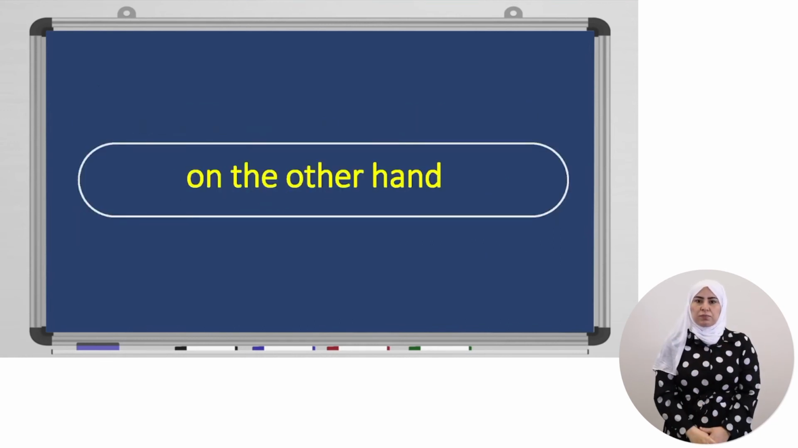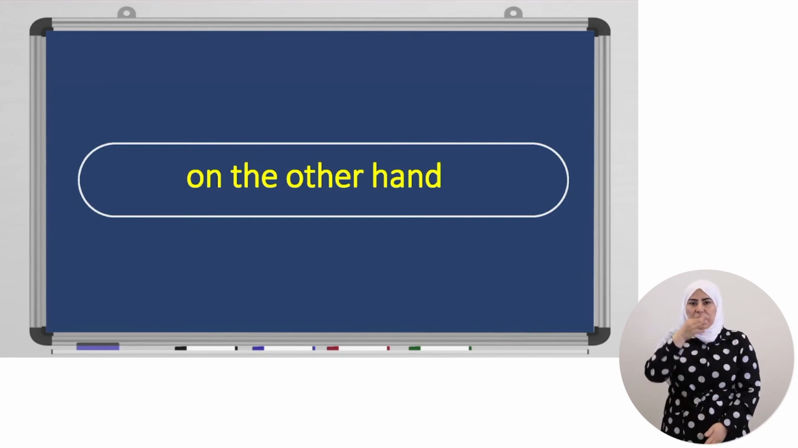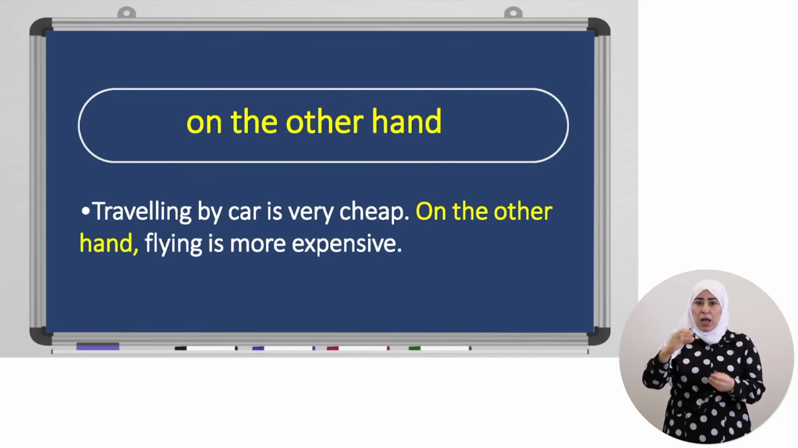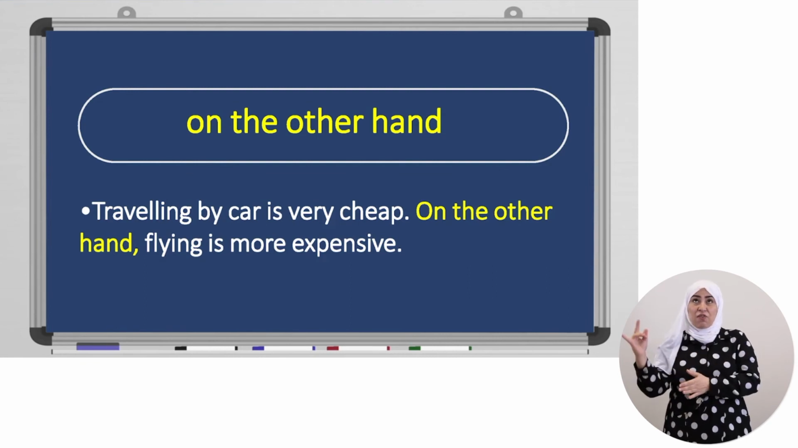On the other hand, is used when we're trying to give one piece of information and then we're going to give something completely different. For example, traveling by car is very cheap. On the other hand, now I'm going to talk about something completely different. On the other hand, flying is more expensive.